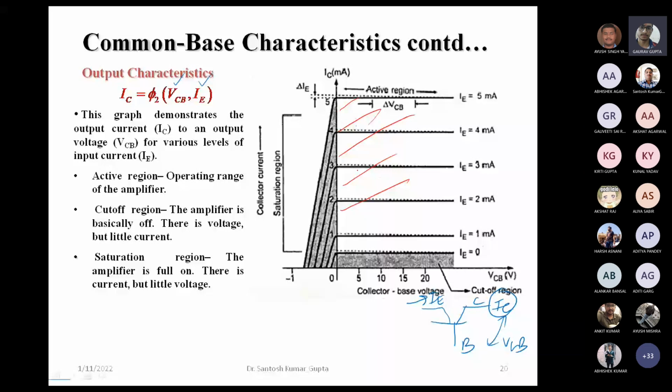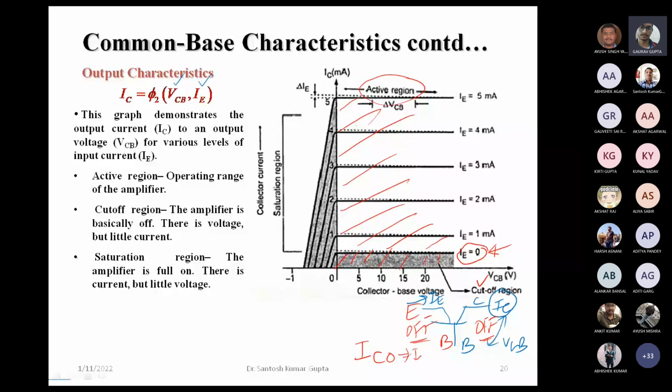In the cutoff region, IE is equal to 0. There is no emitter current. It will appear as if the emitter is not connected, open circuited. So IE is equal to 0. In this case, we have seen that the ICO current flows, which comprises two current components, INCO and IPCO.